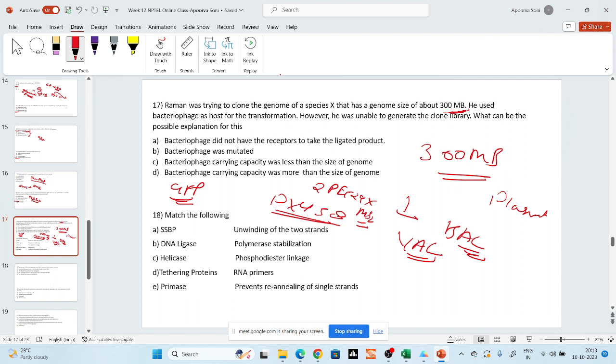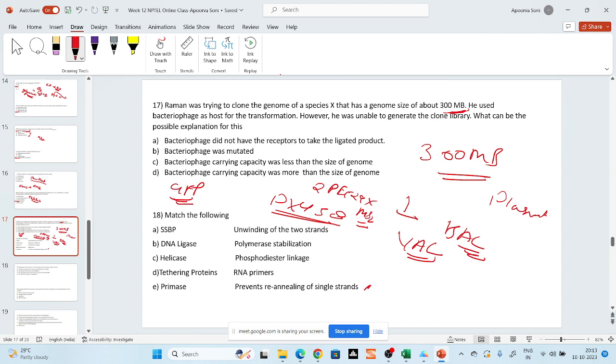Okay. Next question is match the following. SSBP is single stranded binding protein. What option should I choose from here? SSBP prevents reannealing of single strands. The name itself says that single stranded binding proteins will bind to the single strands. Why? So that the single strands will not realign and form a duplex. That is why single strand binding proteins are needed.